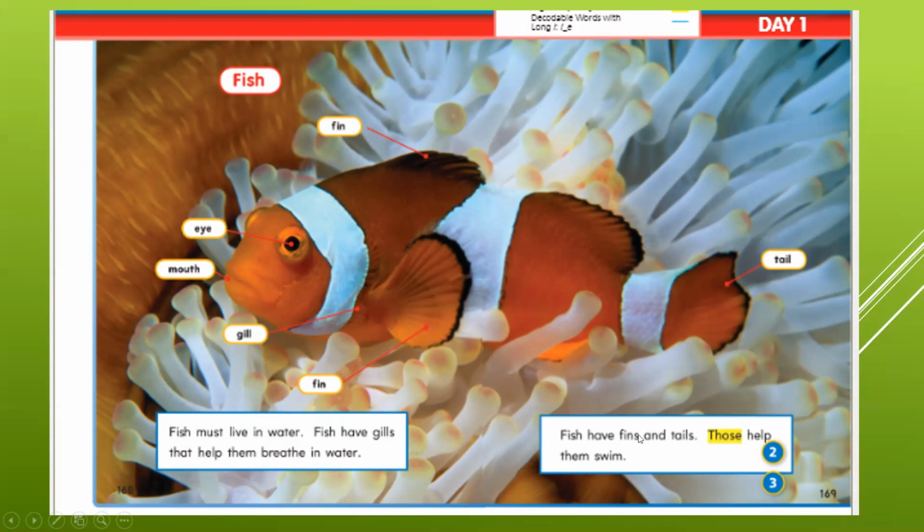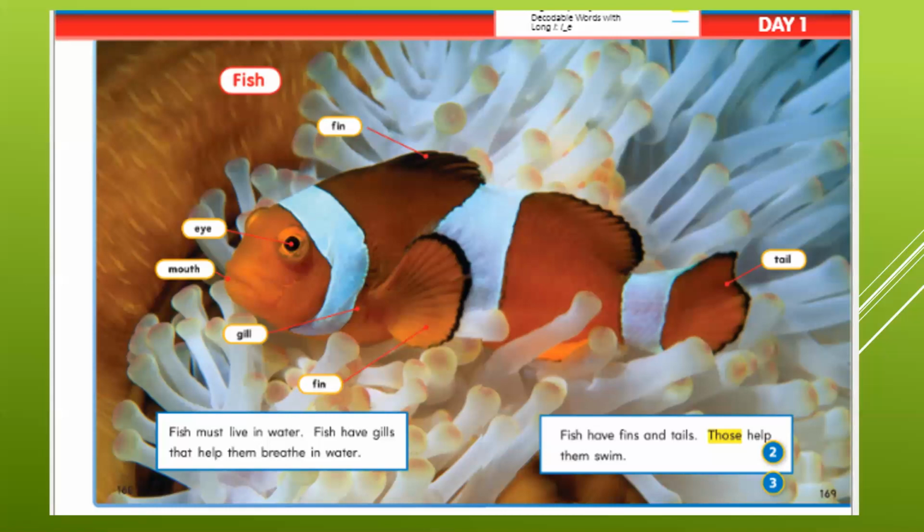Fish have fins and tails. Why? Because those help the fish to swim in the water. Again, each part of the fish has a function and has importance. Fish has 2 eyes and a mouth. Fish has fins and tails.